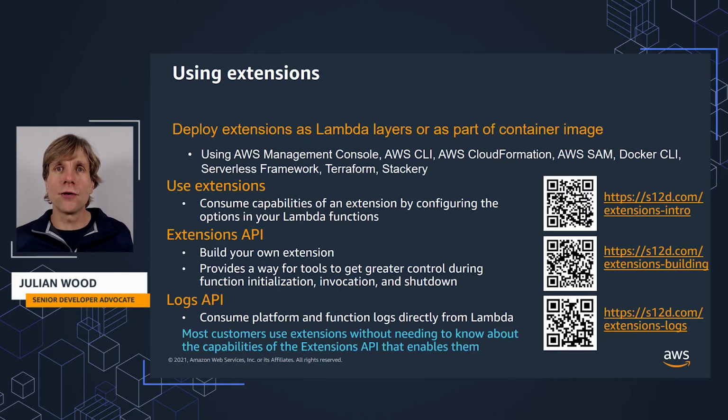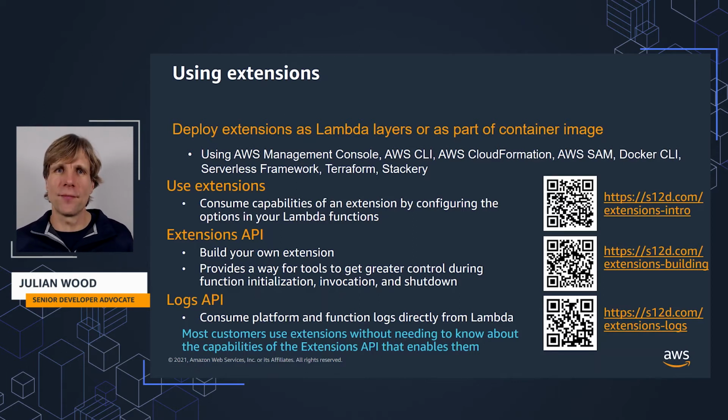You can also build your own extensions using the Extensions API. And if you want to integrate your own custom observability tools, or any other tools in fact, this is what you would use to hook into the Lambda lifecycle. Extensions can also use the Logs API to get logs data directly from the Lambda service. This is a way to send logs directly to custom destinations.